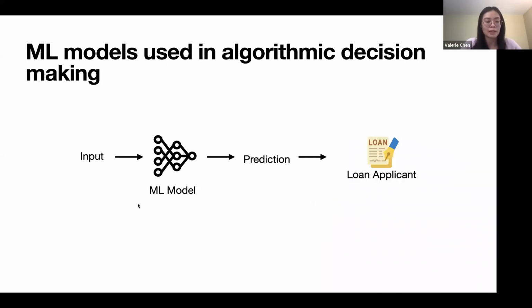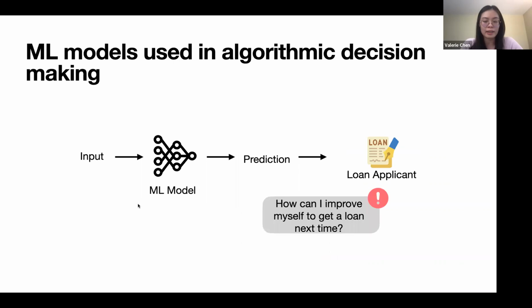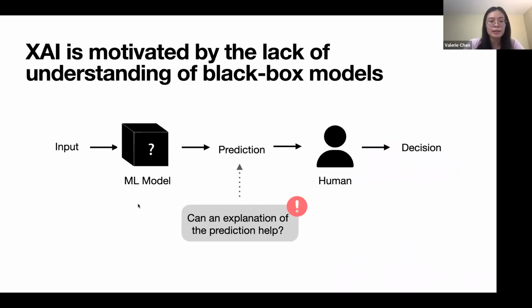In other cases, models might be used in algorithmic decision-making. For example, a loan applicant who is denied a loan might want to know how they can improve themselves to get a loan. So in all of these use cases, XAI is well motivated, particularly by the lack of understanding of black box models. And so there's been a number of methods that have been introduced in these various use cases to potentially help humans make better decisions, whatever those decisions may be.